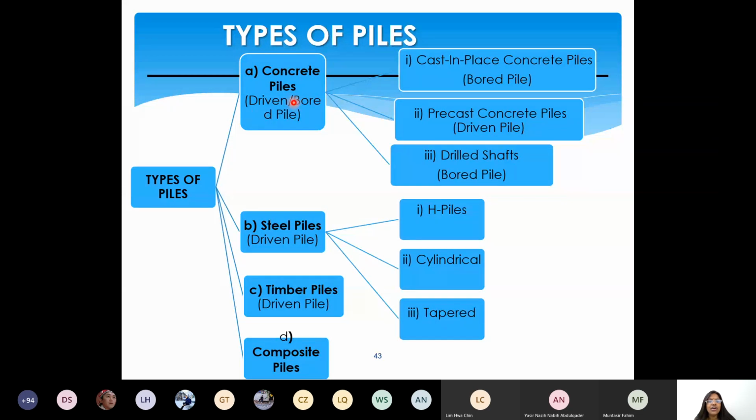Okay, start with concrete piles. Concrete piles are further classified into cast in place, precast, and drilled shaft. Drilled shaft you can pour concrete. And then steel piles may be of H type, cylindrical type, tapered type, right? Tapered type, where you need to form into the soil. We'll see in pictures later.